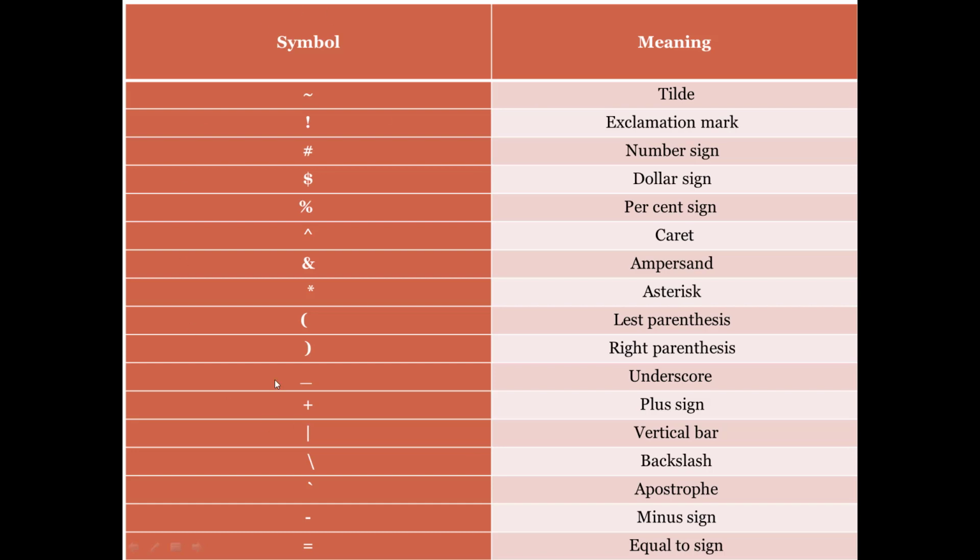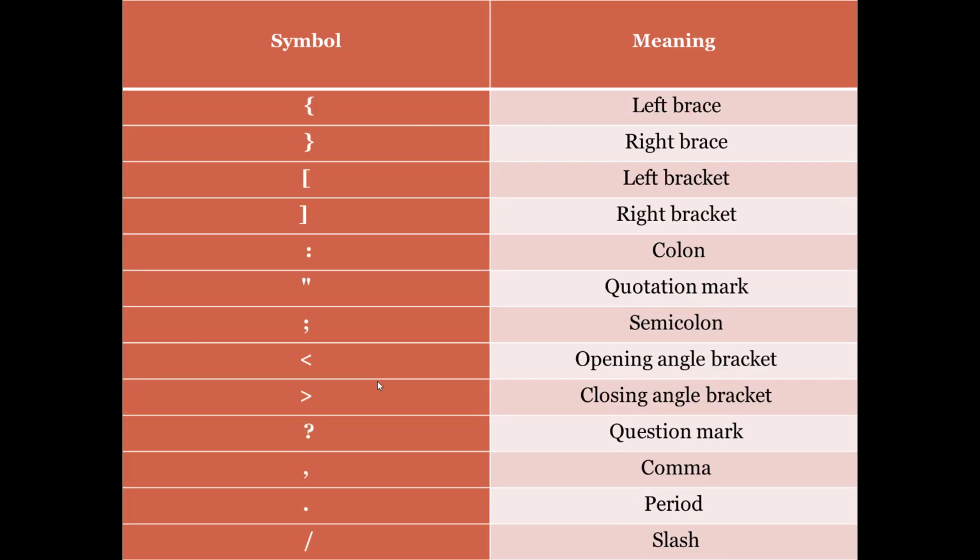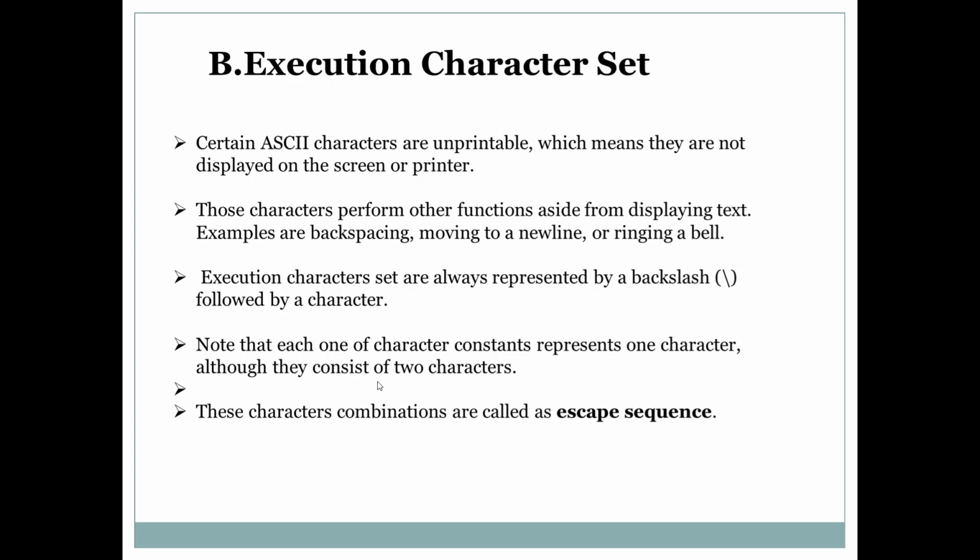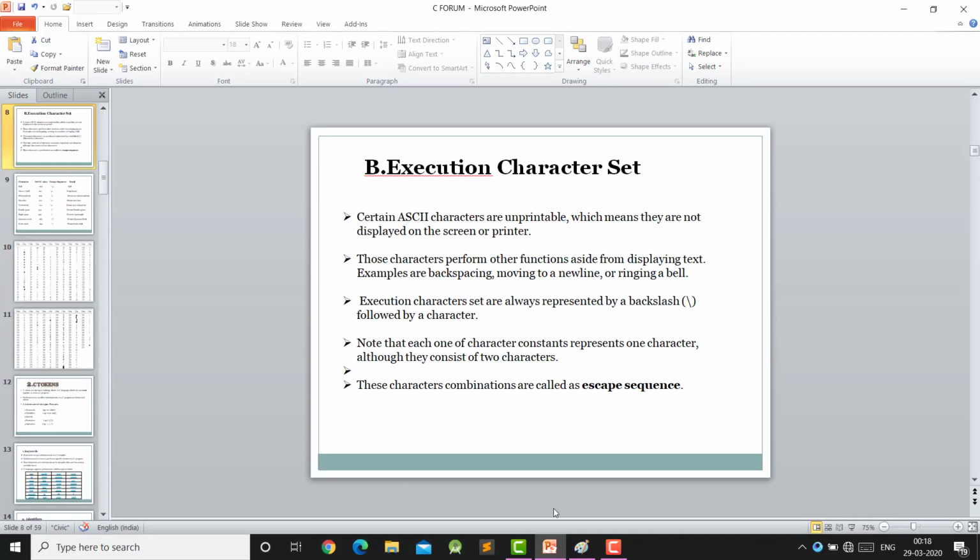These are some of the symbols which are part of the C character set. I'll be providing you with this PPT, so don't panic. Now, what is the execution character set? Certain ASCII characters are unprintable, which means they are not displayed on the screen or printer. Do you all know what ASCII characters are? I'll be telling you about this.